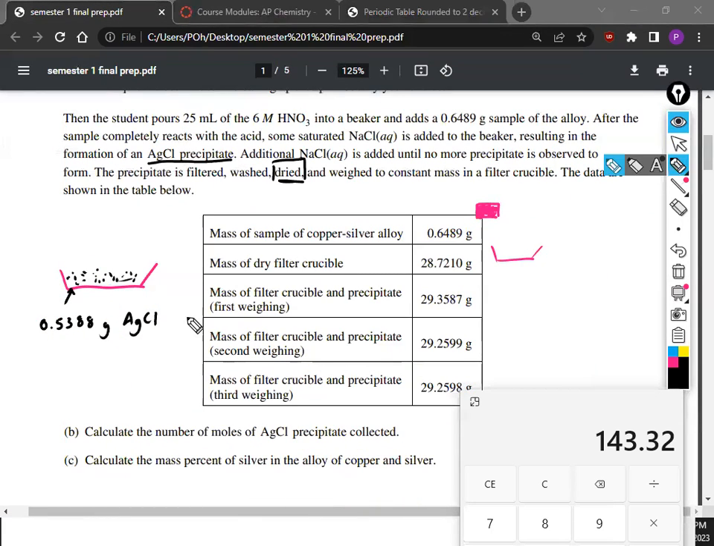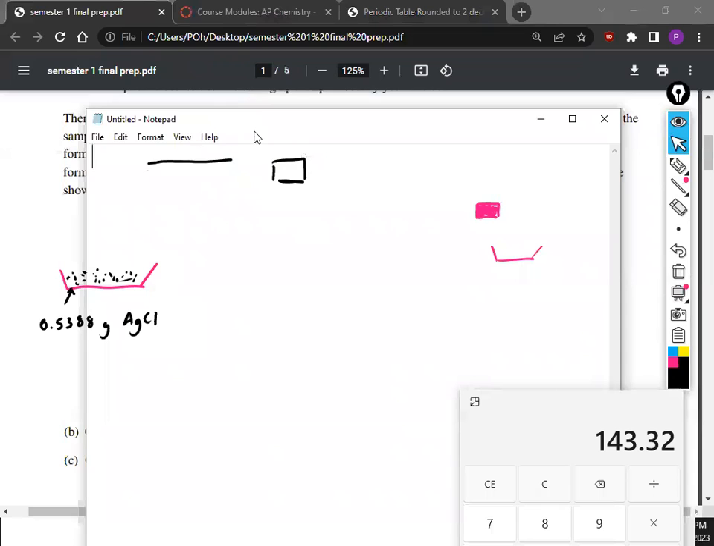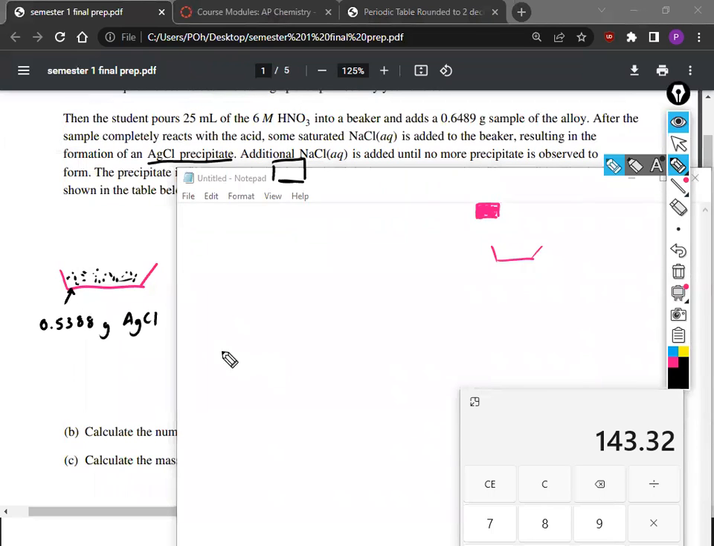Since we have this as our grams, we want to get rid of grams. So what we're going to do is put grams of AgCl on the bottom and moles of AgCl on the top. I'm going to put 1 mole on top, because the grams is for 1 mole. So this is the equation that you should have set up.